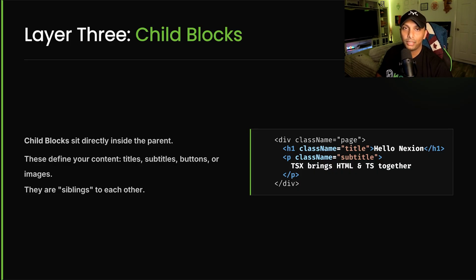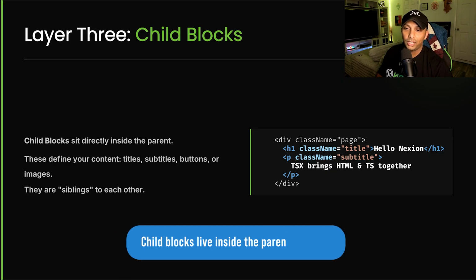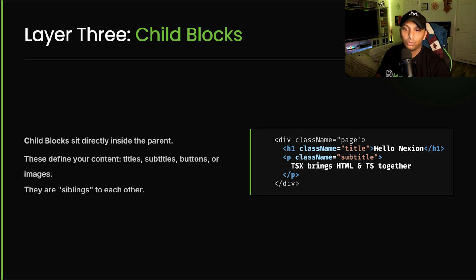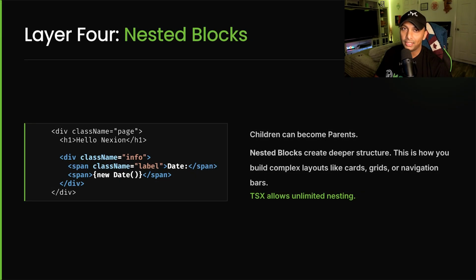So underneath that parent of division, we have H1 and we have P as well. You can have more. You can have multiple H1s. You can have multiple Ps. It doesn't matter. But what you're seeing here is an indentation of the parent and child hierarchy. So the children are indented underneath that parent. All right, so now we have nested blocks. This one's going to be a little bit different.